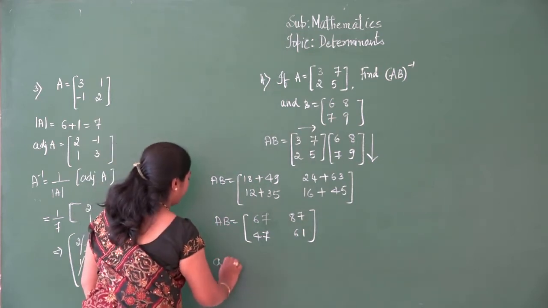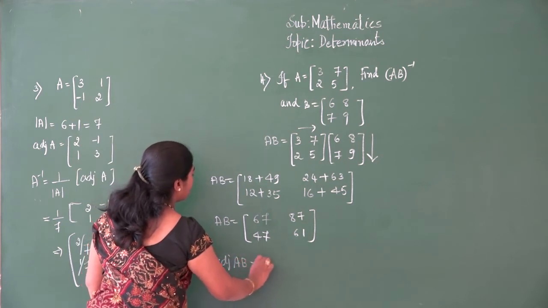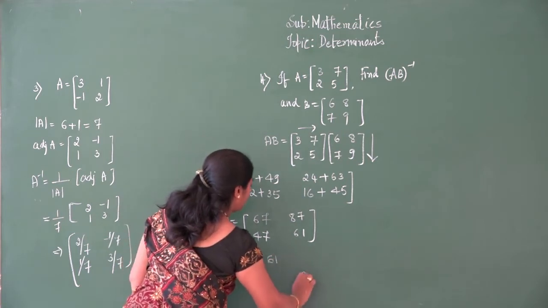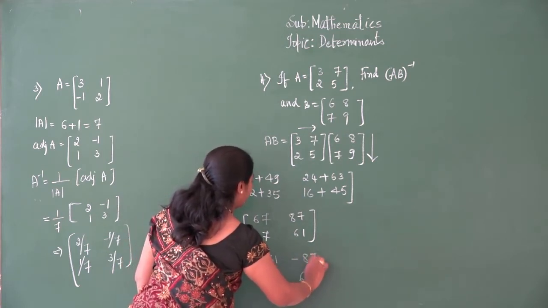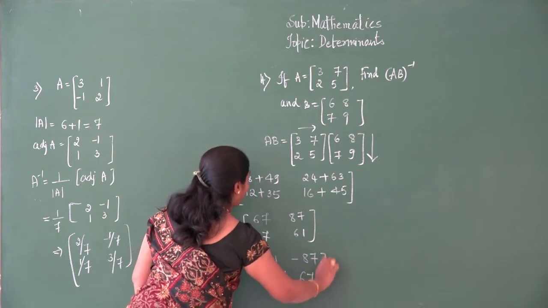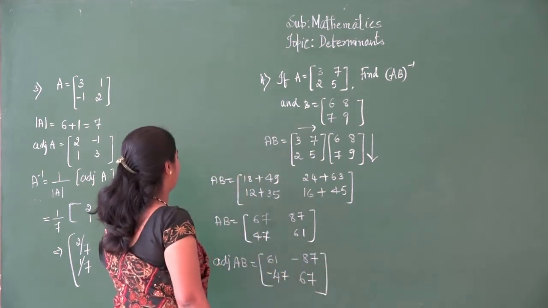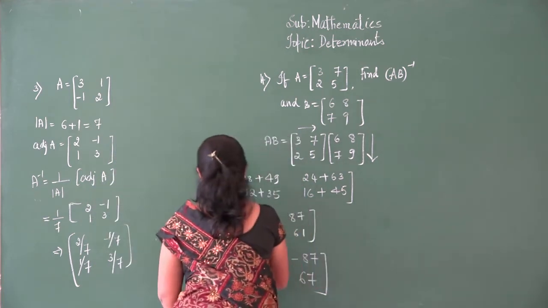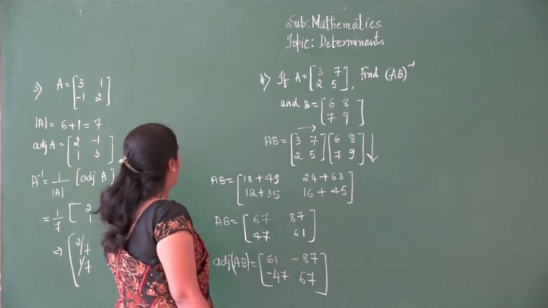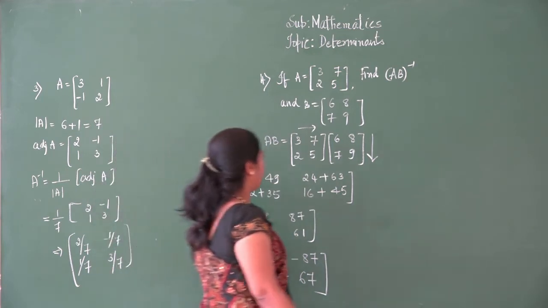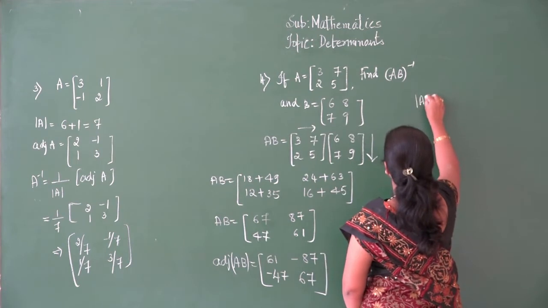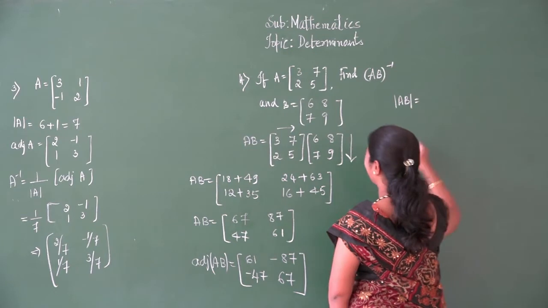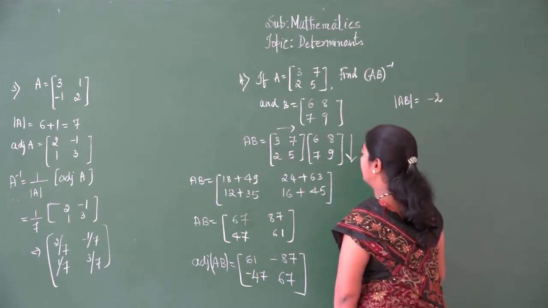Now we shall find adjoint AB. How do you find adjoint AB? Interchange the principal diagonal elements, change the sign of the other elements. That is 61, 67, minus 87, minus 47. This is adjoint AB. Now, how do you find determinant of AB? Determinant of AB, that is 67 into 61 minus 47 into 87, will sum up to minus 2.